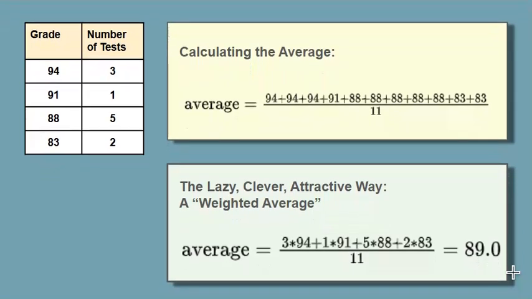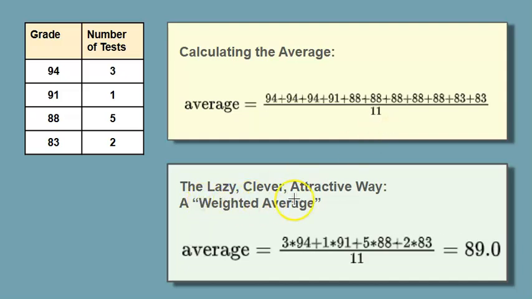So what we have here is, I just made up some numbers. For some weird reason, 3 people got a 94 on a test, 1 person got a 91, 5 people got an 88, and 2 people got an 83. So if you wanted to calculate the average the traditional way, you would add 3 94s, a single 91, 5 88s, 2 83s, and divide by the total number of tests, which would be 11.